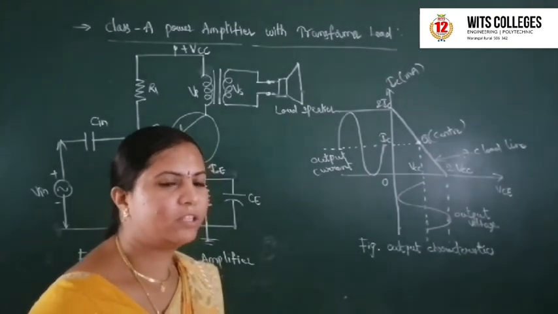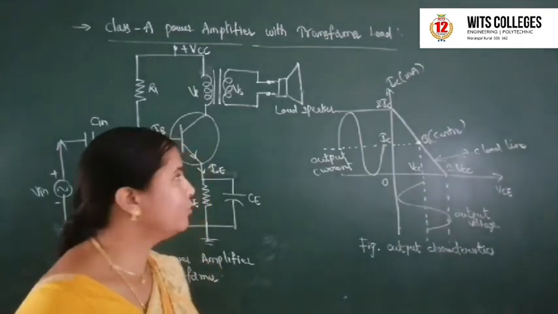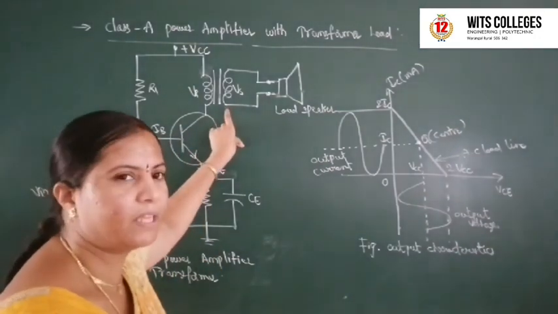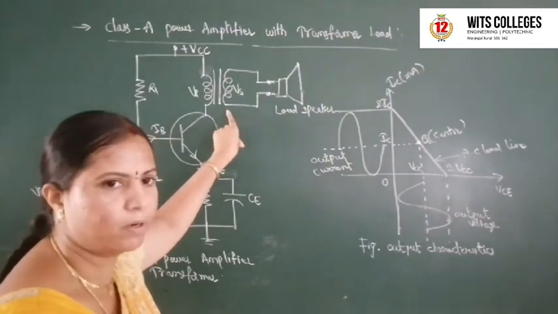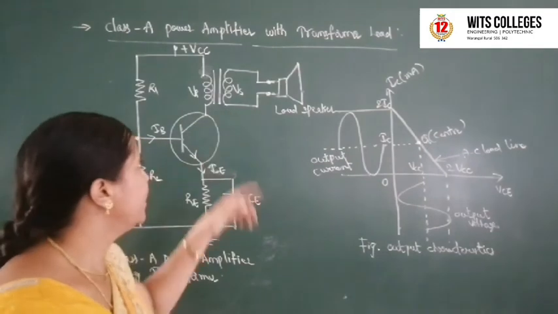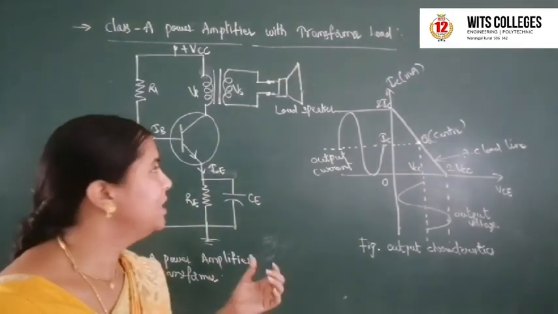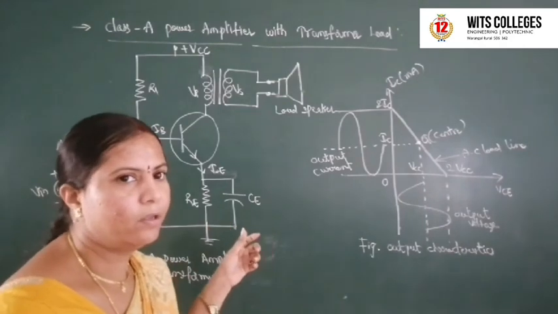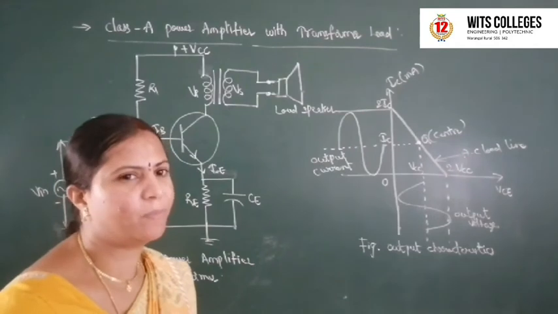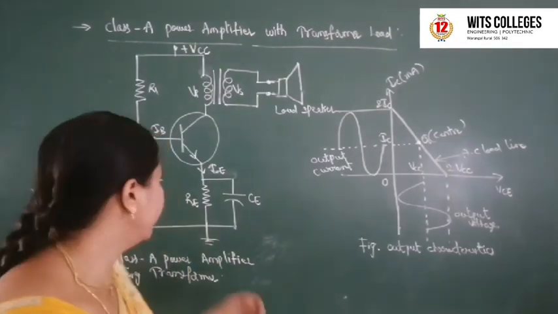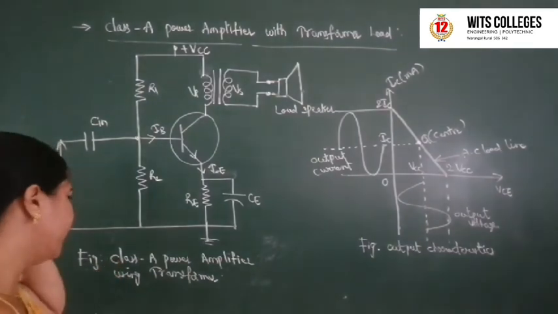That's why, in place of a class A power amplifier with resistive load, we are using a transformer at the collector terminal. Why do we have to use the transformer? The advantage of a transformer connected at the collector terminal is that it is used for impedance matching. So the circuit indicates the single-ended class A power amplifier using a transformer.